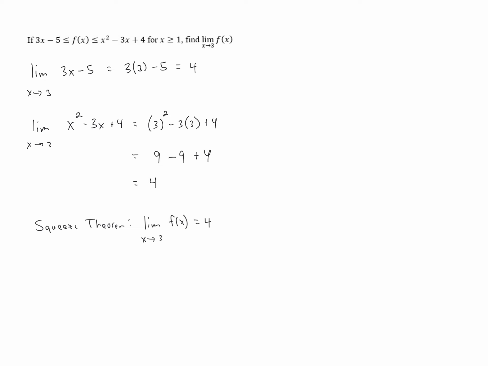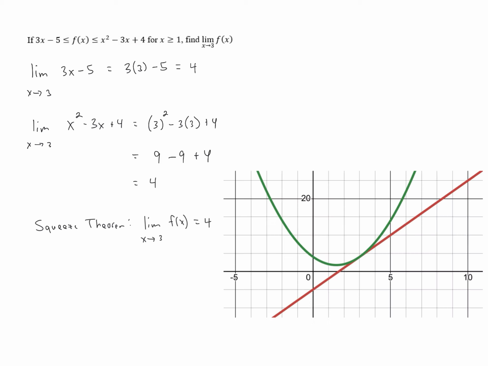Let me show you graphs of these other two functions so you can have an idea of what's going on here. All right, this is from a graphing calculator. This parabola is the larger function, x squared minus 3x plus 4. And then the linear function is the smaller function, 3x minus 5. And remember, we're looking at what happens as x approaches 3, which is right here. That's going to be 3.